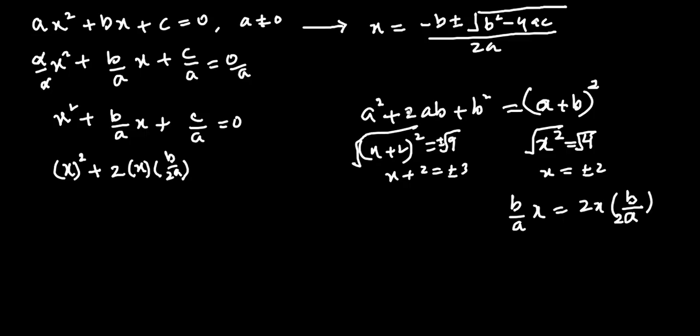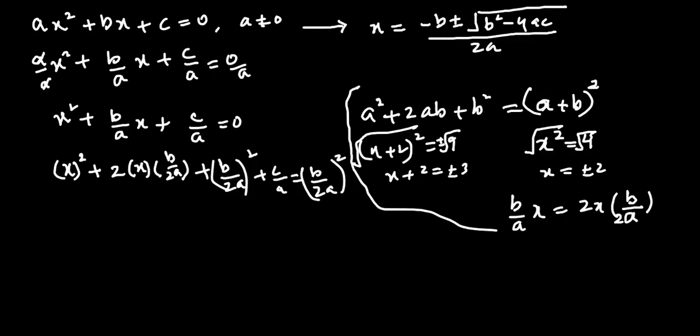So we need to convert this into a plus b whole squared, which is a squared plus 2ab plus b squared. So we have a plus b, where b is b by 2a, plus b squared, meaning our b is b by 2a squared. We need to add this term on both sides so that the equality remains the same, which is now plus c by a equals b by 2a squared. All right, so this is something separate.